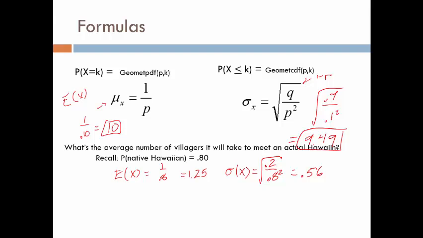So one way to look at this one, so 68% of the time, we'd meet our first villager, go up and down half, between basically the 0.75 and 1.75 person. So in other words, somewhere between 1 and 2, we'd meet our first Hawaiian.